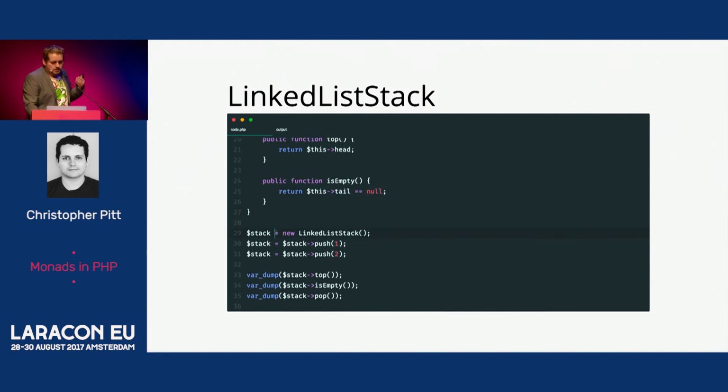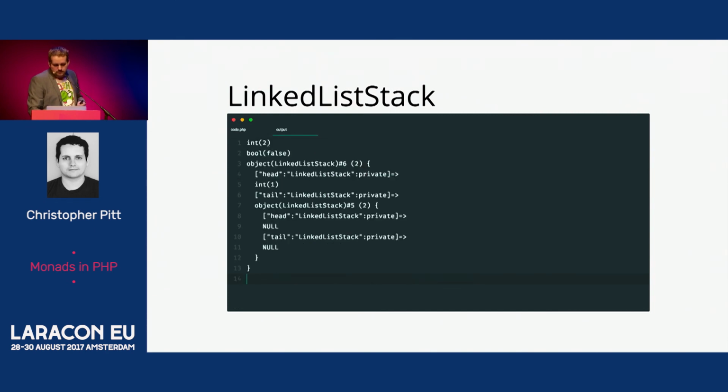So we create a new instance of linked list. We push a value on. We push another value on. What's the top value? It's 2. It's not empty, and if we pop it off, we should just see 1 in its value. Internally, it's going to represent that slightly differently, but essentially, it's the same thing. 2 is the value on top. It's not empty. And the only value we have inside of it is a 1. That's pretty interesting.